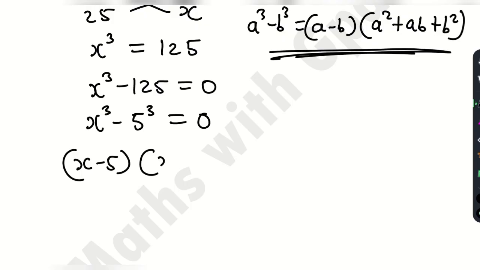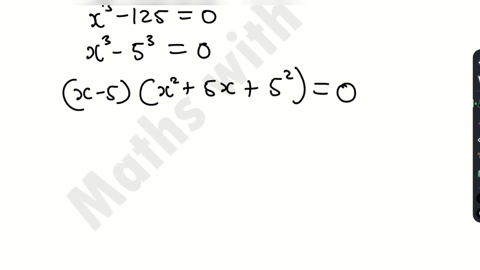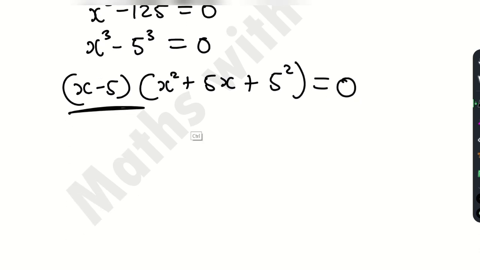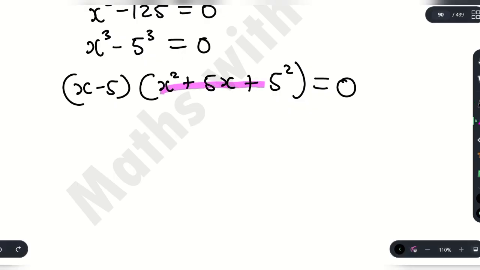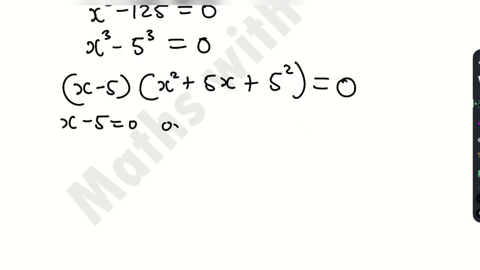So that will be x squared plus ab, that's x times 5, so plus 5x, and then plus 5 squared, so 5 raised to power 2. All is equal to 0. Now from zero product rule, it means that x minus 5 is equal to 0, or x squared plus 5x plus 5 squared is equal to 0. So I'm going to write that x minus 5 is equal to 0, or x squared plus 5x plus 25, 25 is from 5 squared, is equal to 0.